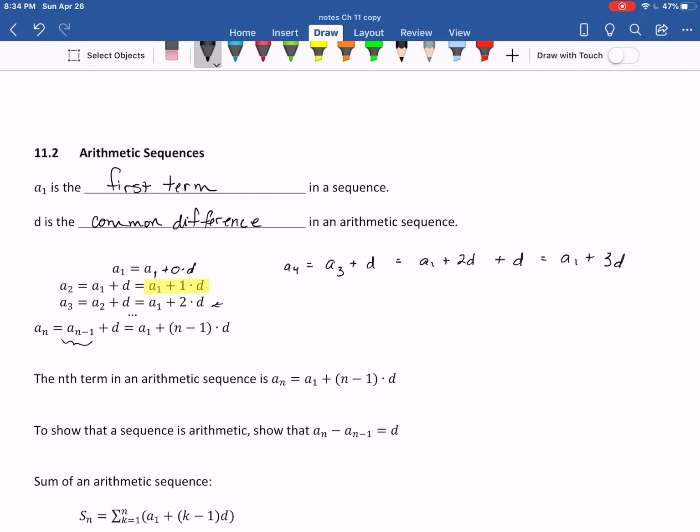Let's do another one. The fifth term, A5, would be your fourth term plus an additional common difference value, but the fourth term was already A1 plus 3 Ds, right? Because that's how it was defined right there. And so now you're adding an additional D to that to give you altogether A1 plus 4 of the Ds, right? 3 Ds plus 1 D gives you 4 Ds.